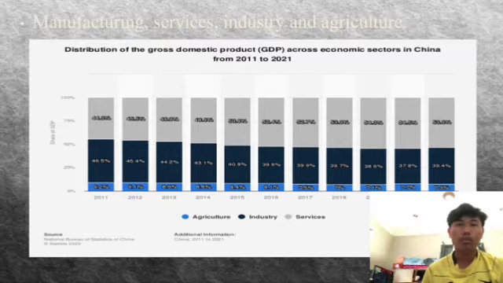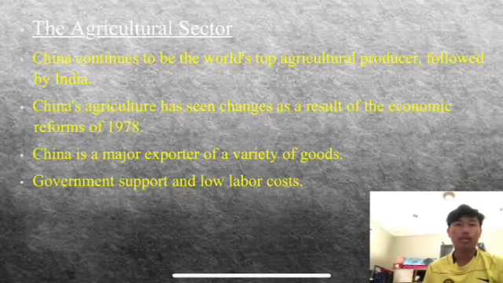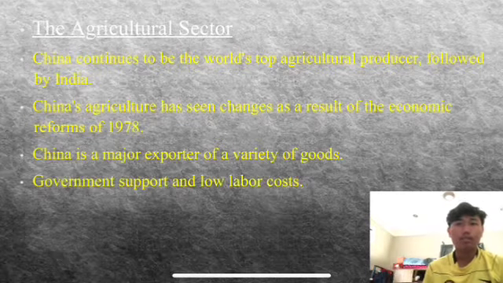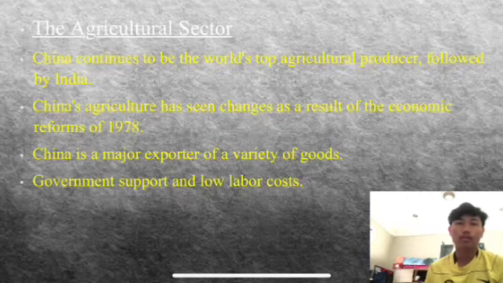Okay, this table will show you the distribution of the gross domestic product, GDP, across economic sectors in China from 2011 to 2021, which includes agriculture, industry, and service sector. One of the main economic sectors in China is the agriculture sector. China continues to be the world's top agricultural producer, followed by India, despite the fact that agriculture now makes up less than 8% of its GDP, in comparison to the United States, the United Kingdom, and Japan, where agriculture accounts for roughly 1% of GDP. China's contribution of economic output is still significantly higher.